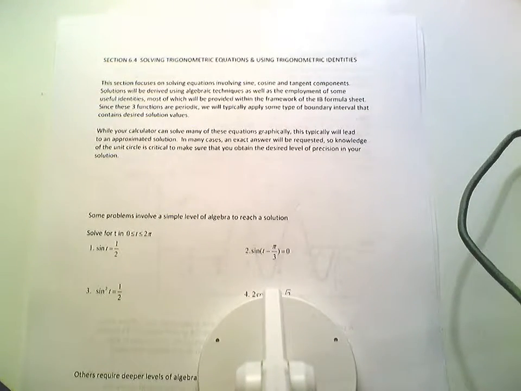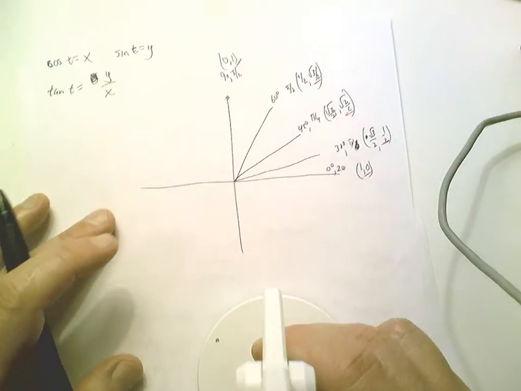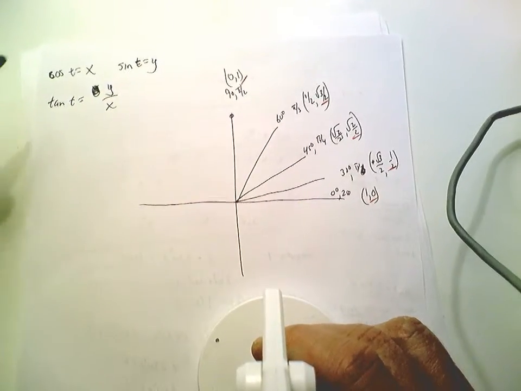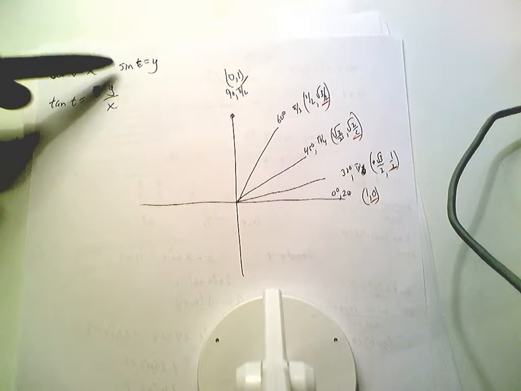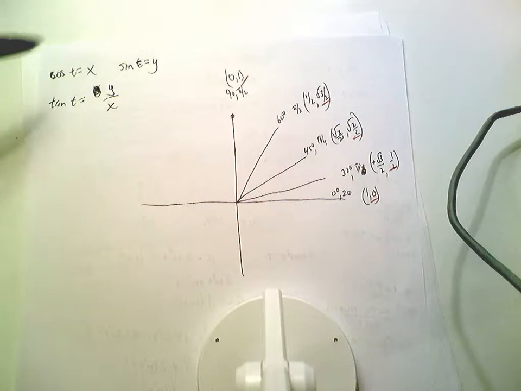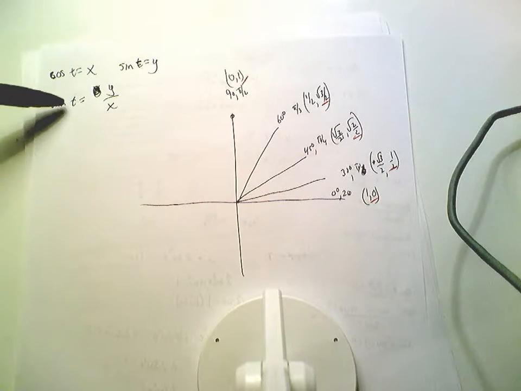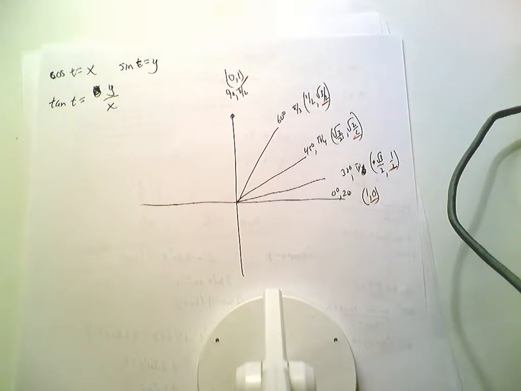Bear with me one second here. You have your red copy. Again, you're not going to have this on the exam. You won't have the cosine of angle t or angle theta equals x, the sine of angle theta or angle t equals y on the unit circle. You will have the identity that tangent of an angle is always equal to sine over cosine, or y over x from a unit circle standpoint.